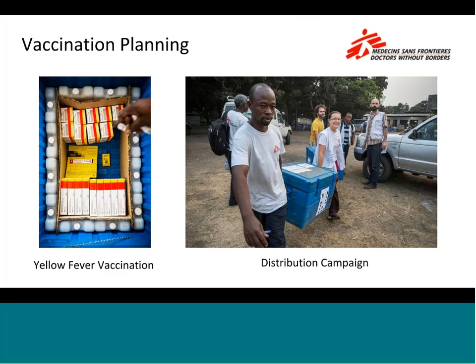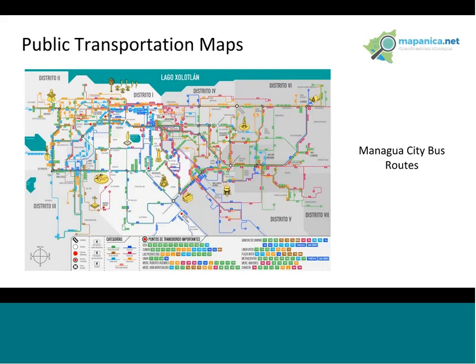And here the OpenStreetMap data was used to help in a large-scale yellow fever campaign in the Democratic Republic of Congo. So they knew where to target mosquito fumigation and distribute vaccinations. And here it was used to create a public transportation map in Managua in Nicaragua.